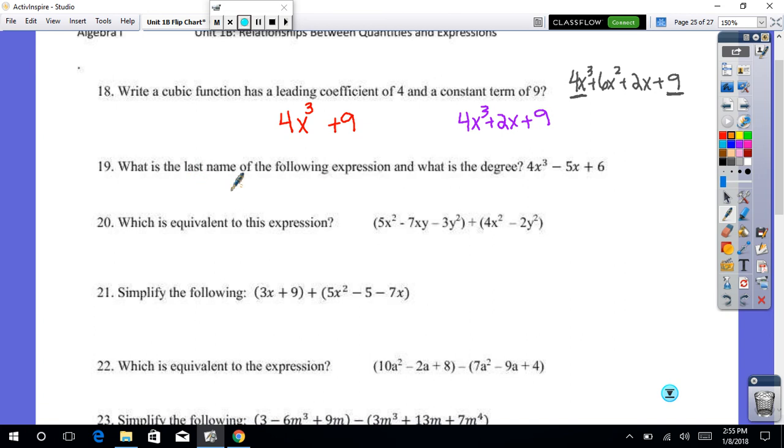Okay, what is the last name? The last name tells you how many terms it has. 1, 2, 3 terms. So it is a trinomial.